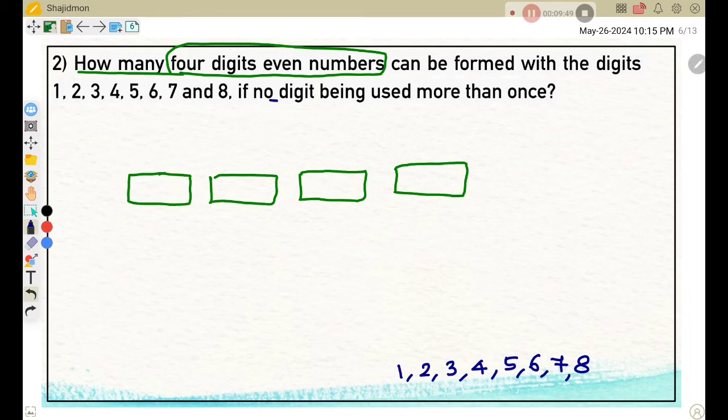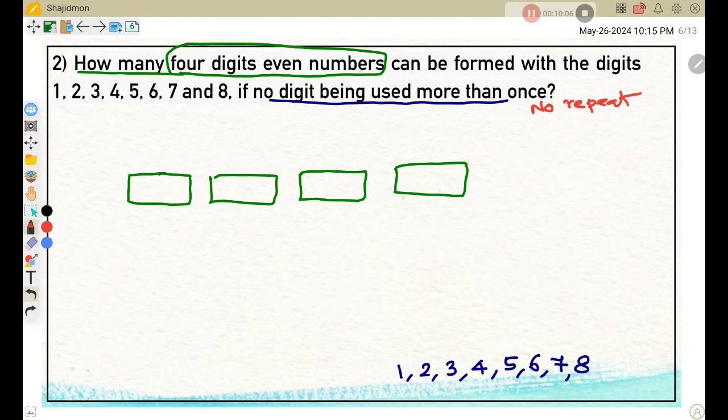If no digit is being used more than one time, that means repetition is not allowed. Okay, no repeat. So like that, how many ways can we create a 4-digit even number? This is the question here. So we will see here.